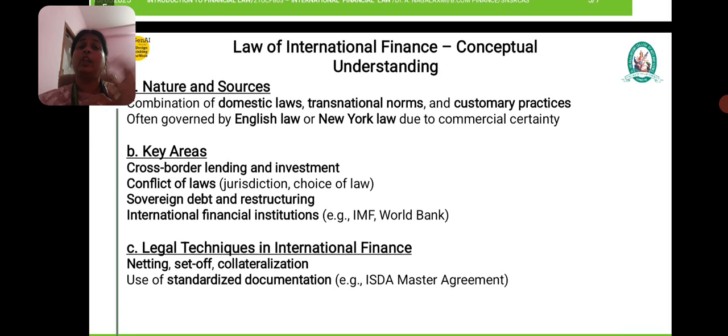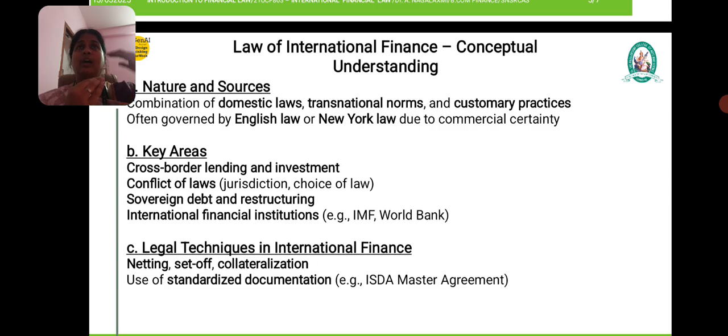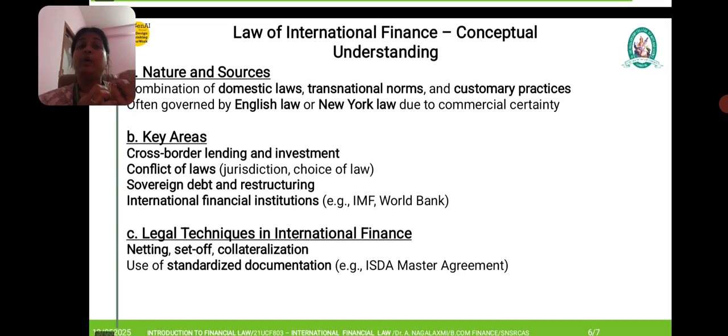Now we are going to see the law of international finance, that is, conceptual understanding. First we are going to see what is the nature and scope, combination. So the national law and the law of the other country where we are making the transaction should be combined. Combination of domestic law, transnational norms, and customary practices, often governed by English law or New York law due to commercial certainty. So a person from India and a person from England are going to have a financial transaction. So the law of both the countries has to be combined together in order to safeguard their transaction.